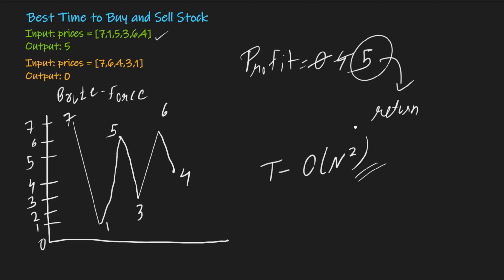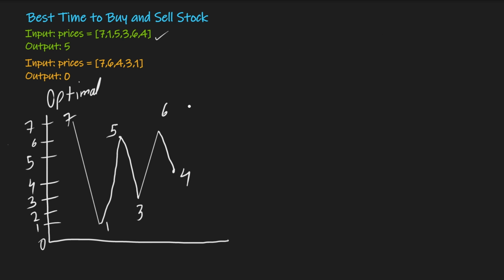So let's take a look at the optimal approach. For the optimal approach, we take two variables. One is minimum price and second is max profit. So we say max profit is 0 and the minimum price is the first value, that is 7, because that is the starting point of our array. So 7 was the starting point in the array.